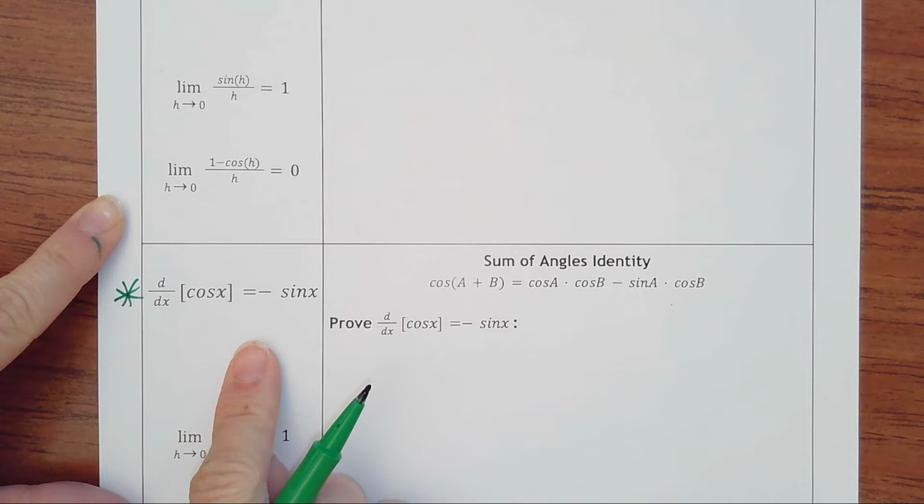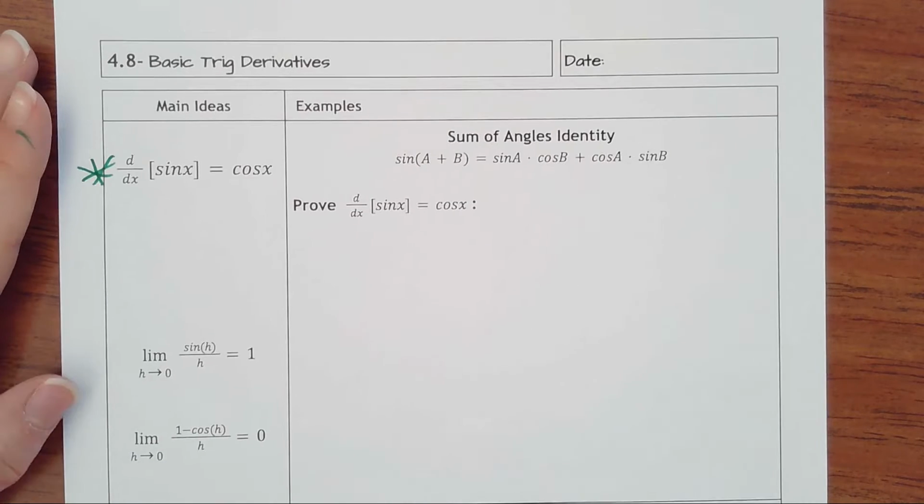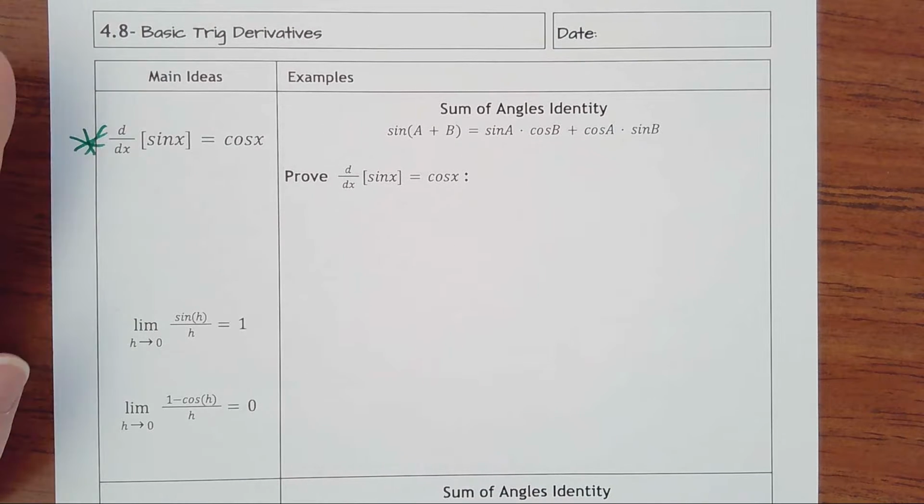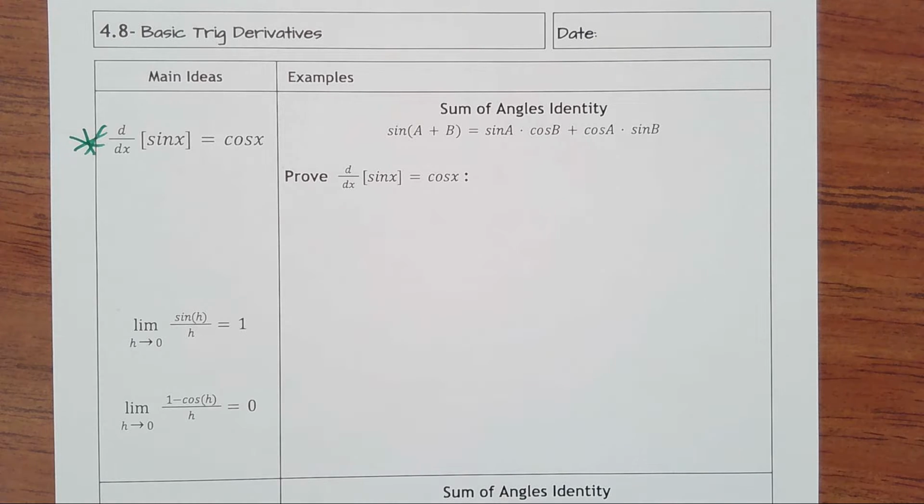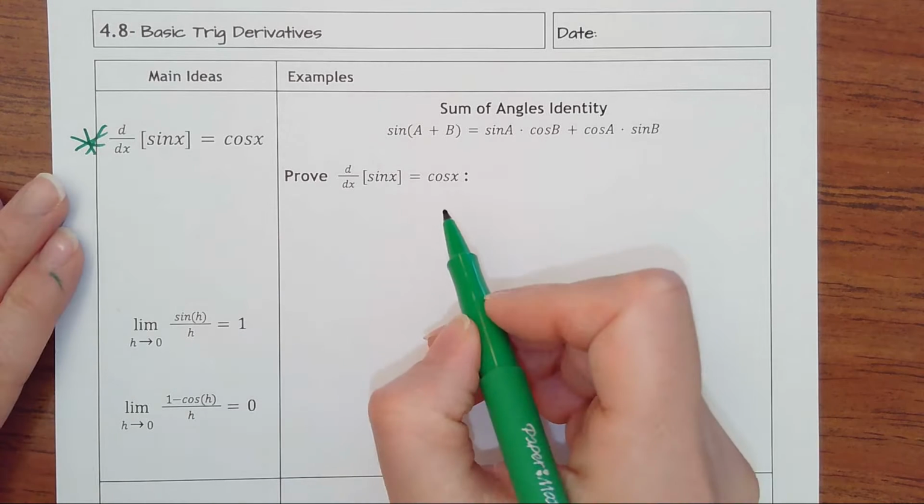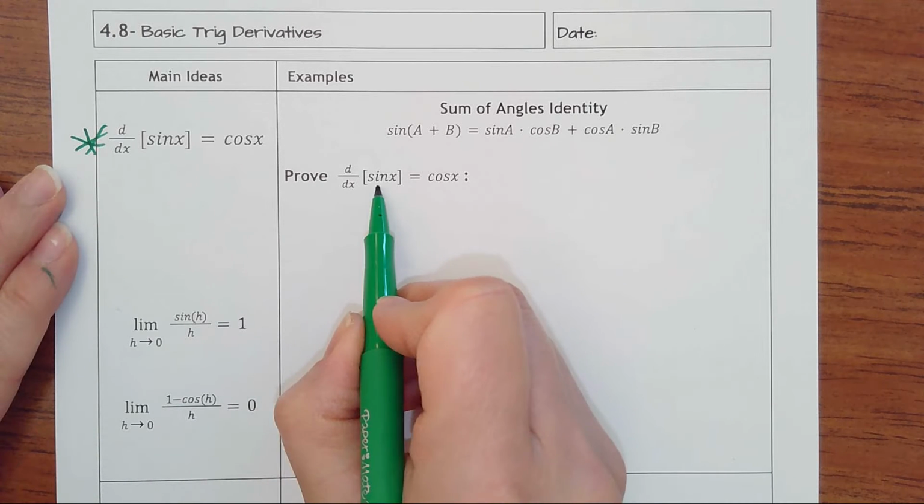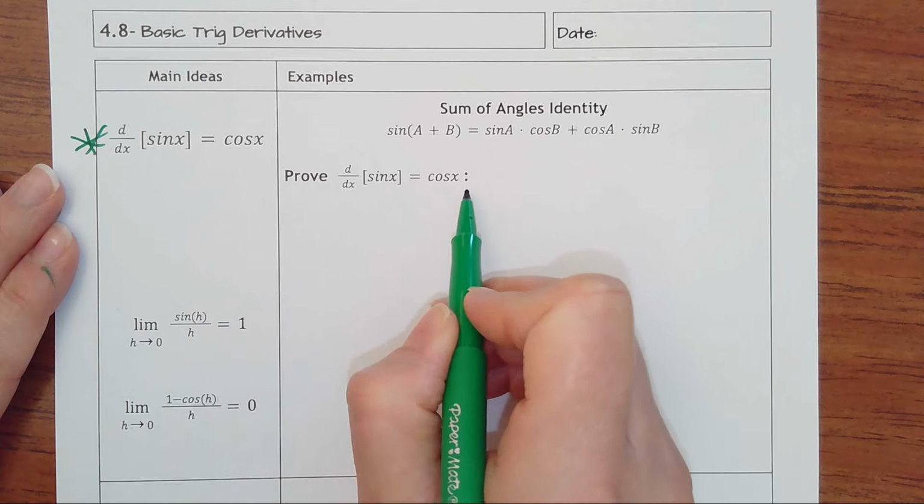And yes, you're going to have to remember them, but I want to show you where they come from, that they don't just appear magically out of thin air. But the proof is a little bit complicated, so I want you to follow along and write this. It says, prove that the derivative of sine of x really is cosine of x.